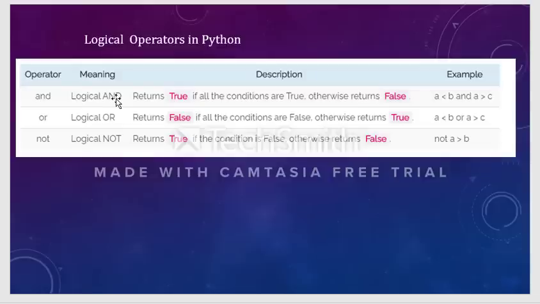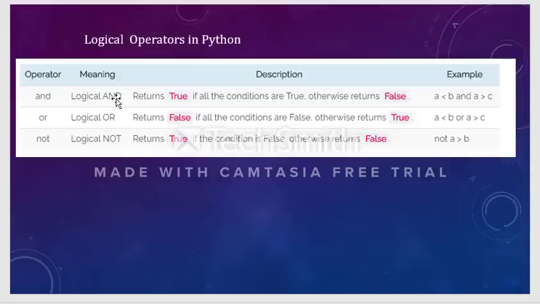Similarly, for logical OR, if both the conditions are false, then you will get the result as false. If any one of the conditions is true, then the total result will be true. And logical NOT is nothing but, if you take the true value, it becomes false, and a false value will become true.